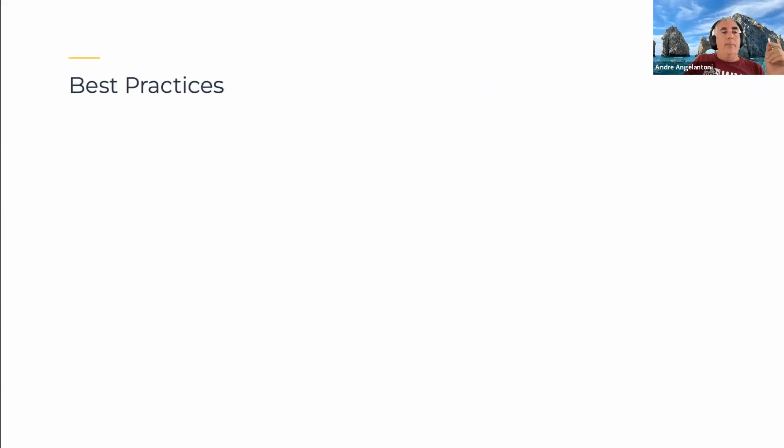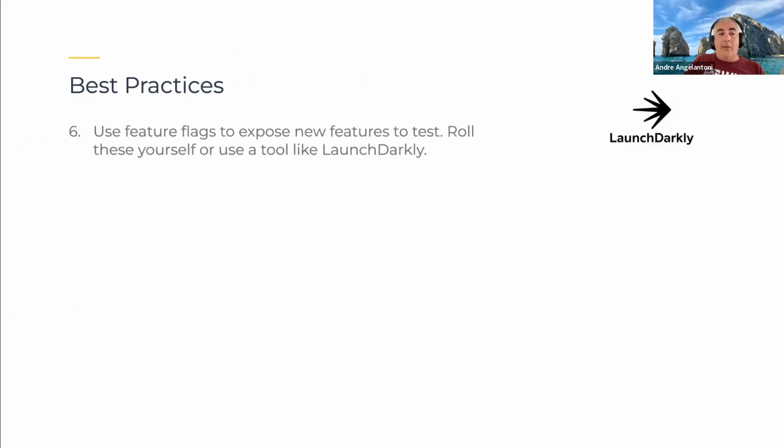Okay, more best practices. Use feature flags to expose new features to test. Roll these yourself or use a tool like LaunchDarkly. That means that you have less work setting up specific test infrastructure for certain kinds of tests. Now, a lot of this goes away if you're using a tool like Tugboat, which I'll talk about in just a second, but not entirely. And sometimes you still need to test things in a production environment.